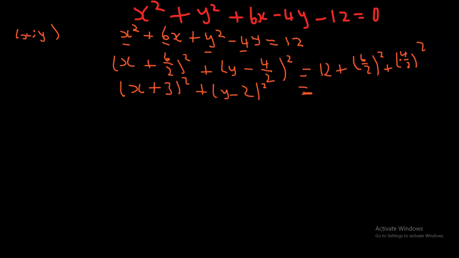So we're going to have 12 plus 3 squared, that will be 9, so it will be 12 plus 9, and then plus negative 2 squared is 4. So that will be 25. So our value here will be 25.